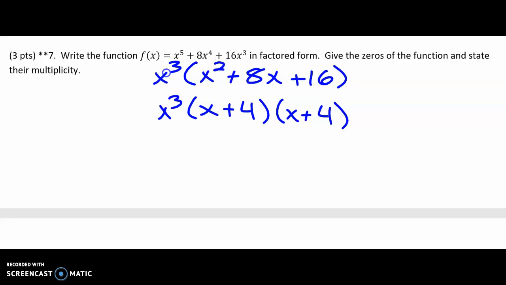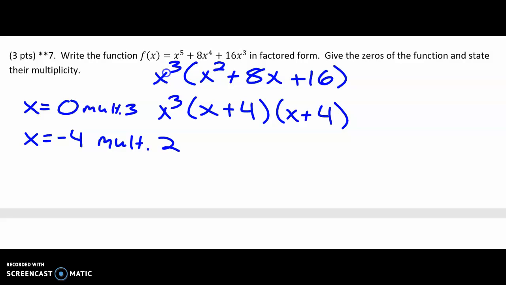Okay, zeros, remember, is just setting each one equal to 0. So what I'm going to get here, I get 2 zeros here. I get x is equal to 0. That comes from the x cubed. And then I get x is equal to negative 4, which comes from these parentheses here. Now notice they're the same, so that means there's 2 of them. Okay, so I would say the multiplicity here is 2. Now for the 0, okay, I look at the exponent that was with the x to the cube, x to the third, which is obviously 3. So that would tell me my multiplicity is 3. Okay, so there's that one. Nothing too crazy.